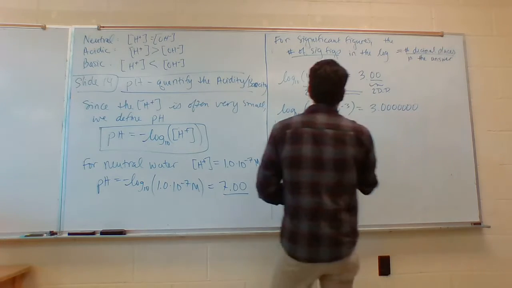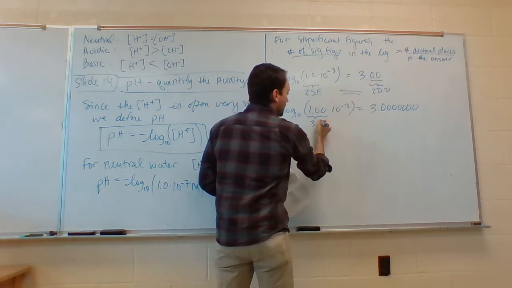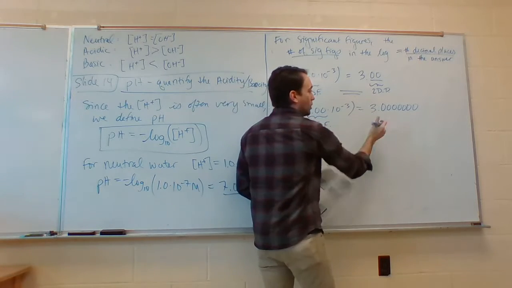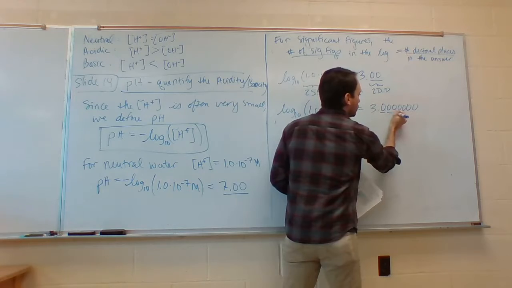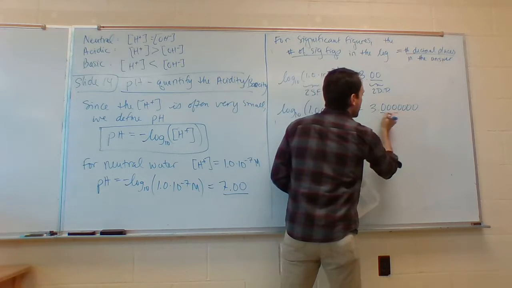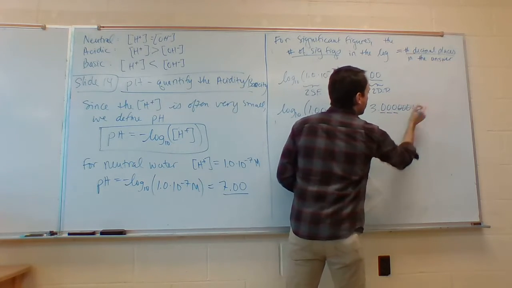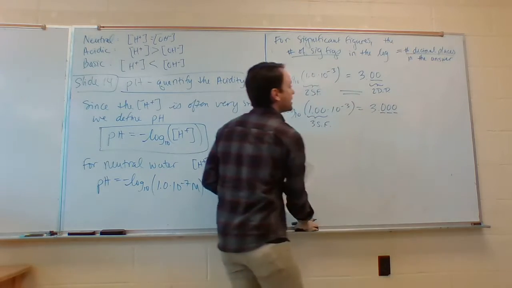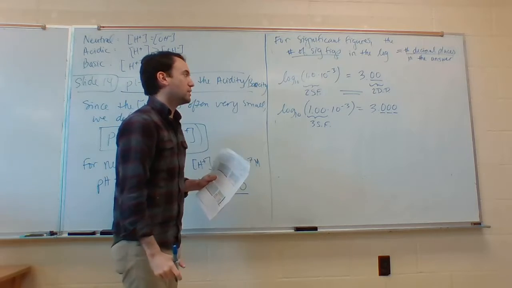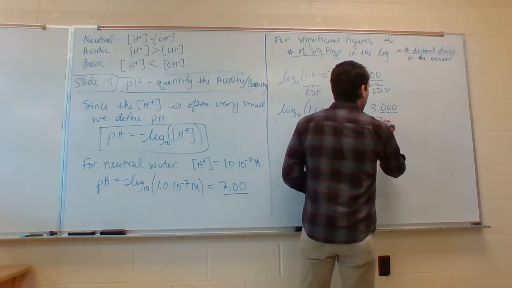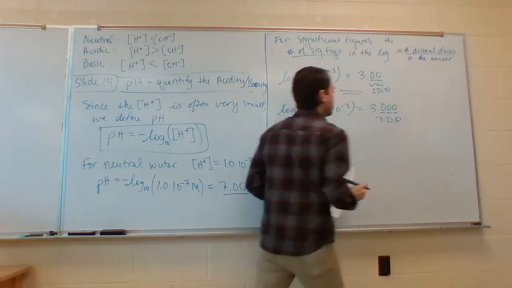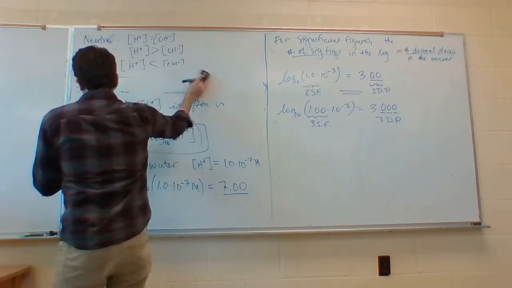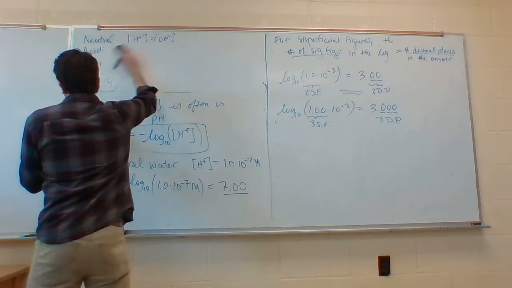3.0000000 and so on. But since we had three significant figures, we're going to have three decimal places. So we go 1, 2, 3. That means that all of this other stuff goes away, and we're left with 3.000 as our answer because we need three decimal places. All right? Now, that covers the introduction to that part.